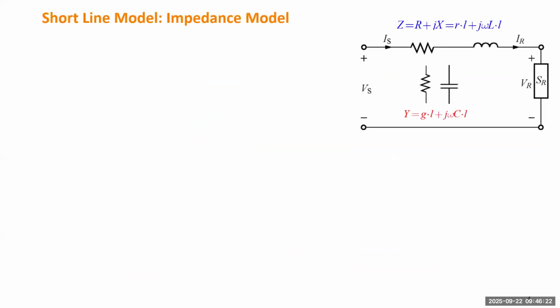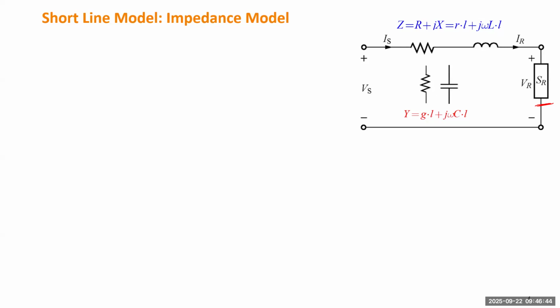So let's start from the short line model. A short line model is basically just an impedance model. It's not different from any circuit we have studied in section 203. So on the load side, we can assume there could be a load equipment consuming the complex power SR.